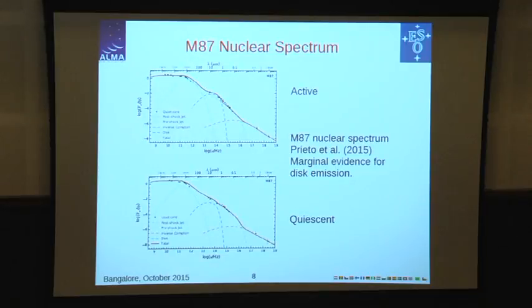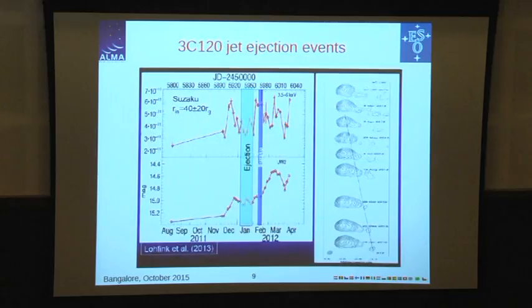Just to emphasize how difficult it is to see the emission from the accretion disk in these objects compared with the jet, here's M87 from a nice recent paper by Almudena Prieto. And what you can see here is the nuclear spectrum in a couple of stages of activity.